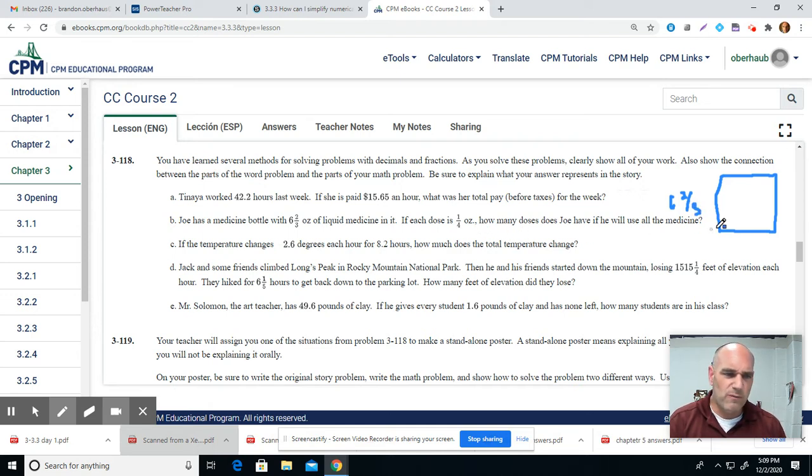So every dose is 1/4 of an ounce. So let's just say that this is 1/4 of an ounce, and then this is another 1/4 of an ounce, and this is another 1/4 of an ounce, and we can just keep breaking this up into equal pieces. I know my lines aren't straight, they're not equal pieces, but just imagine. So every single one of these pieces is 1/4 of an ounce. Since we're splitting this up in equal pieces, we're dividing, because anytime we split things up in equal pieces, it's always a division problem.